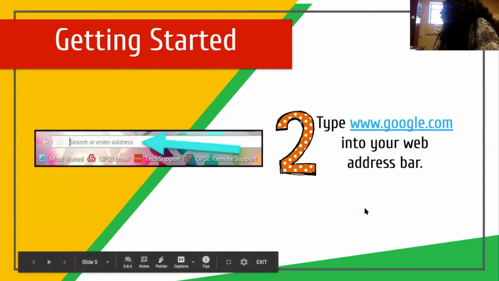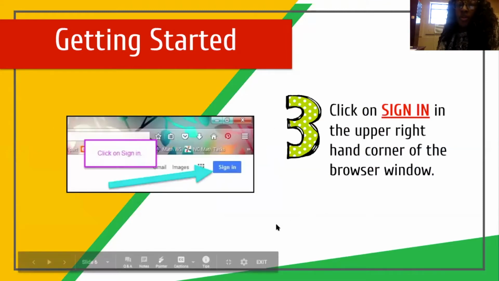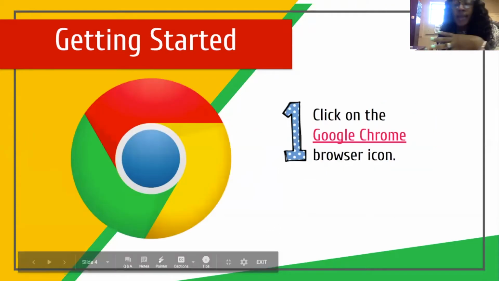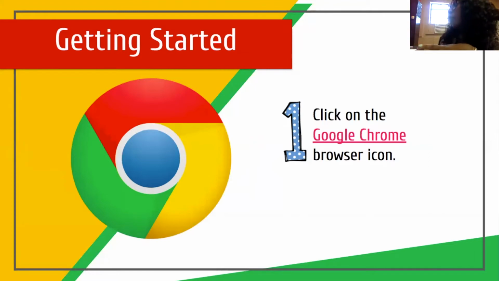So next, getting started, you will access the internet, locate your Google browser icon that looks like this colorful wheel here. If you have Safari or Internet Explorer, you can access Google Classroom from those browsers, but the programs that are assigned under the Google Classroom may not download or run correctly. So it would be best if you would use the Google Chrome browser to access Google Classroom.